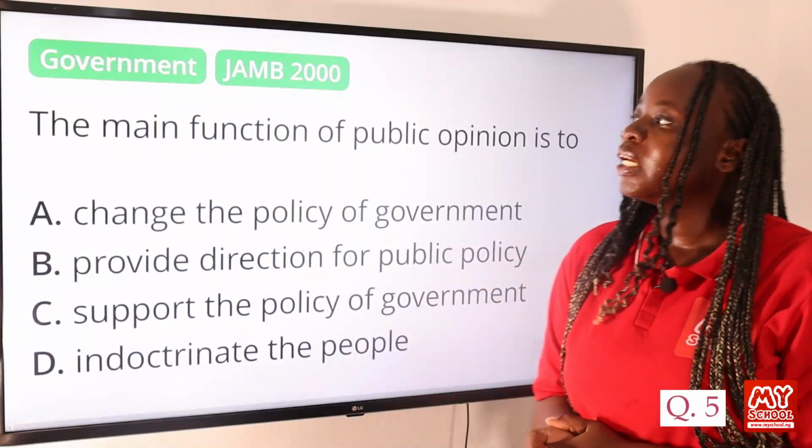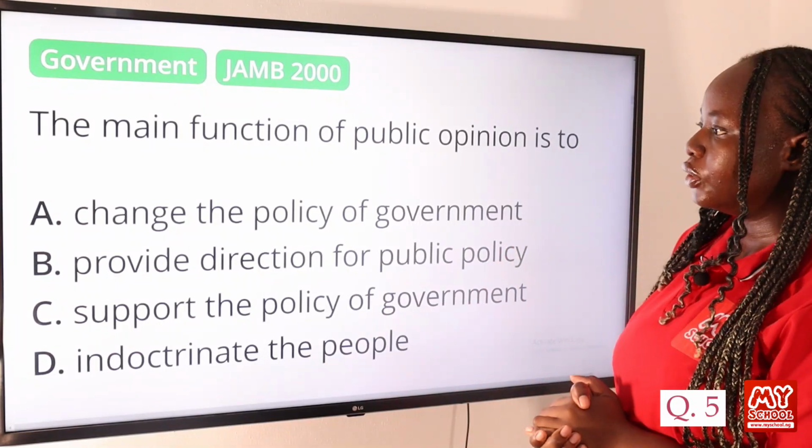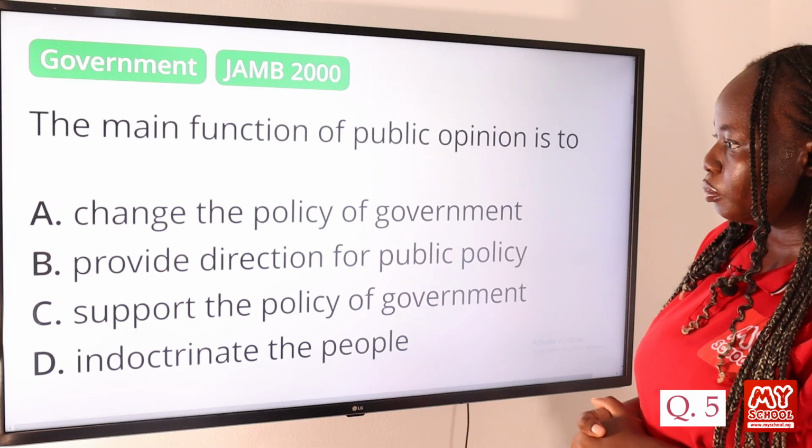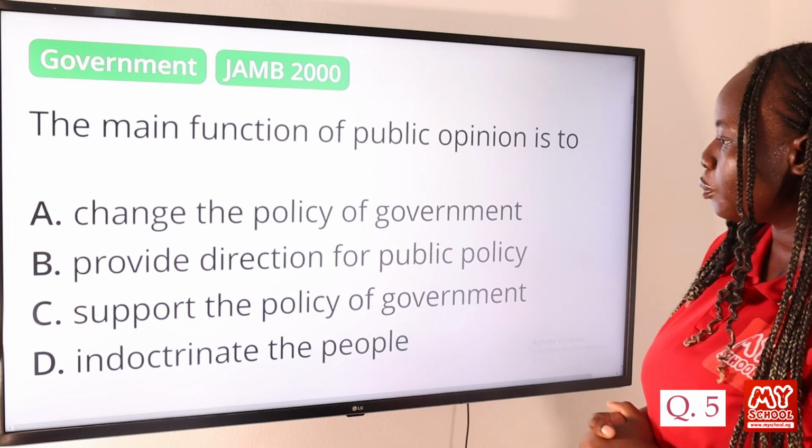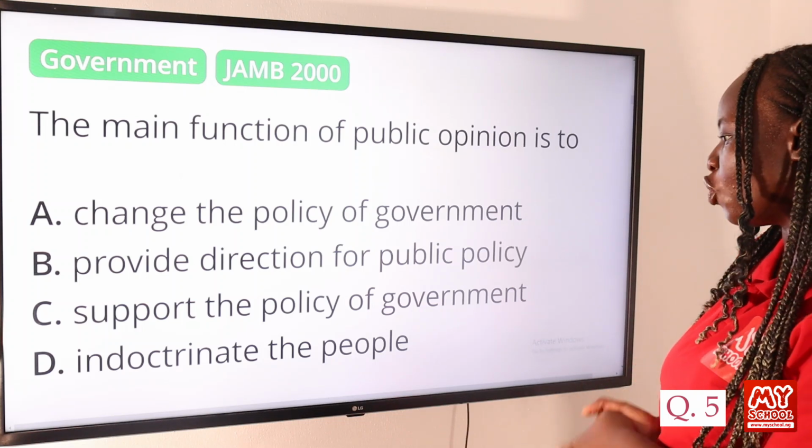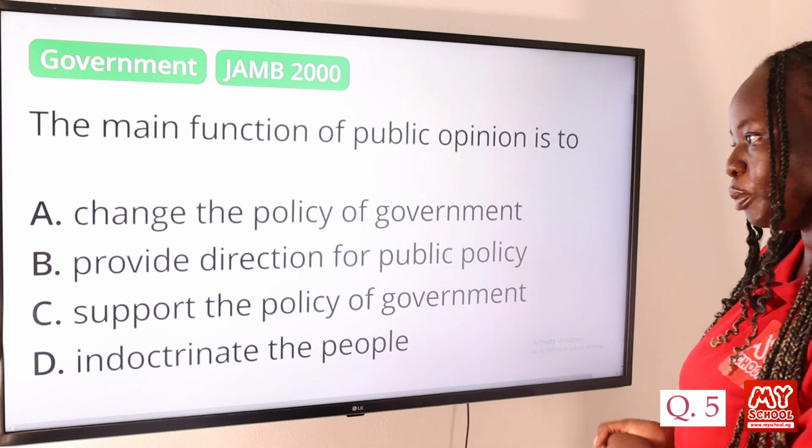Question 5. The main function of public opinion is to A, change the policy of government, B, provide direction for public policy, C, support the policy of government, and D, indoctrinate the people.